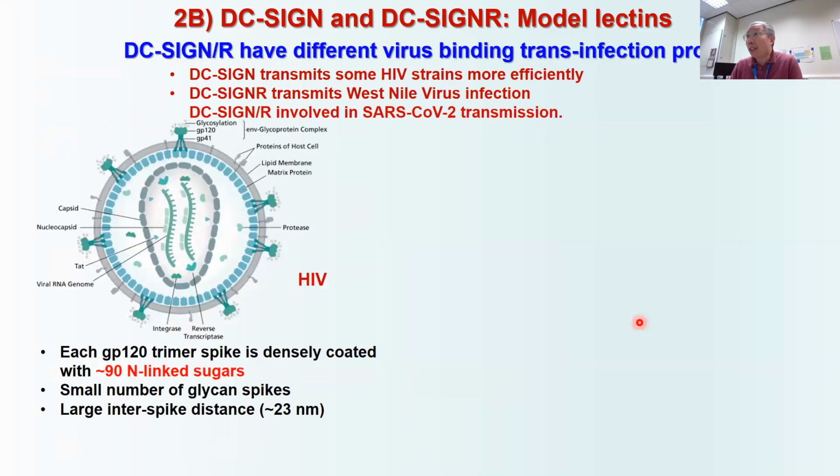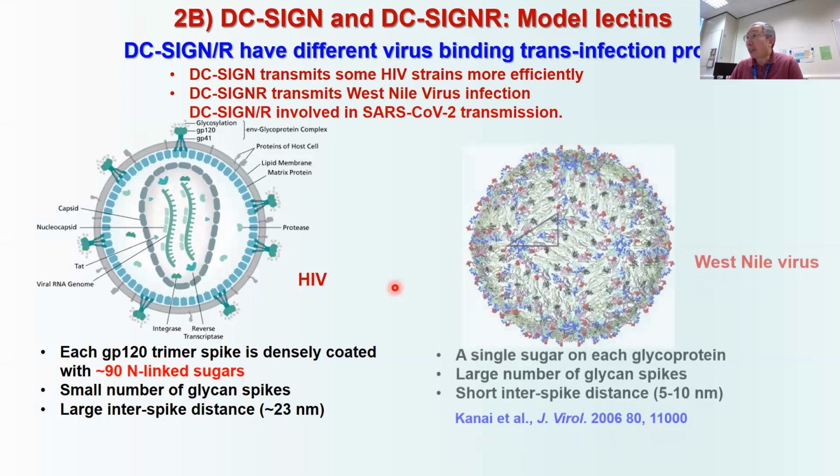And more importantly, these 2 lectins are really involved in HIV, HCV and also SARS-CoV-2 trans-infections. In particular, DC-SIGN is more effective at transmitting HIV infection. And of course, HIV contains a gp120 trimer. Each of them is densely coated with mannose sugars. They only have a small number of glycan spikes, and so in this case, the interspike distance is quite big.